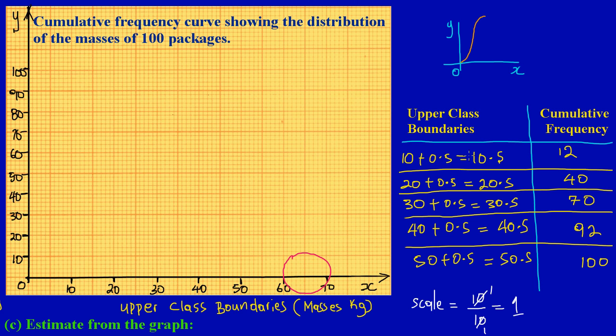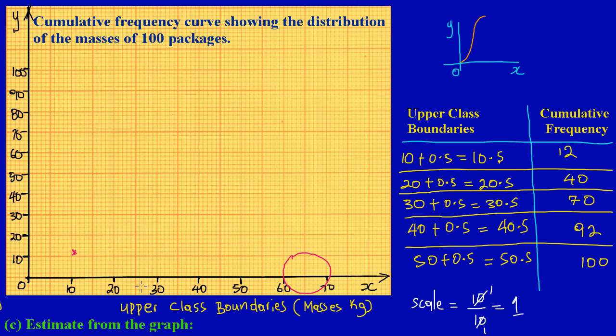Now let's take out these values. I am matching 10.5 on my upper class boundaries with 12. So on my upper class boundaries, which is my x-axis, I must find 10.5. If this is 10 and I'm increasing by 1, then 10.5 would be exactly between 10 and 11, somewhere here, and I'm going to plot that with 12. So I am going up and I'm going to stop right there, because this would be 12 on my y-axis, since I'm increasing by 2 on my y-axis each little bar I go up.